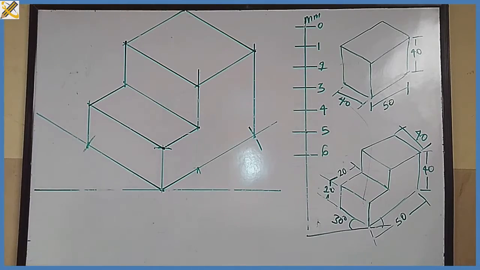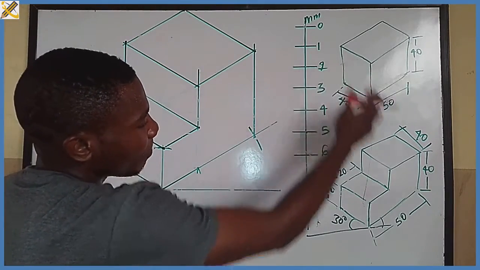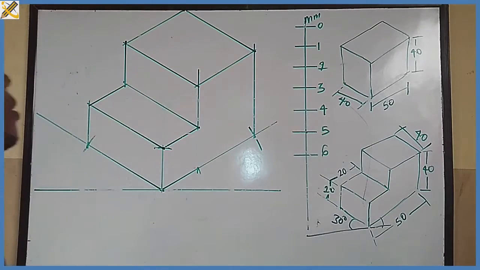So what does that imply? That implies that for me to have this object, I need to recreate this. Then from here, I rip this area out of it. So that is it on the board.